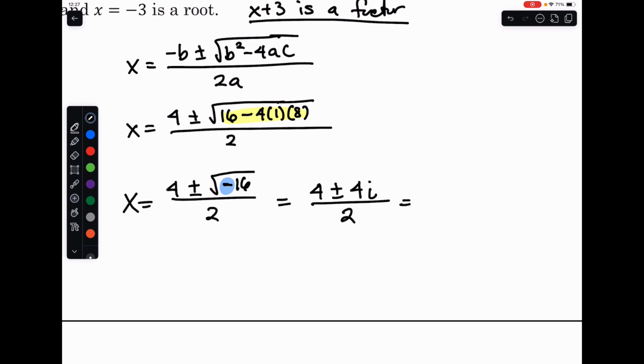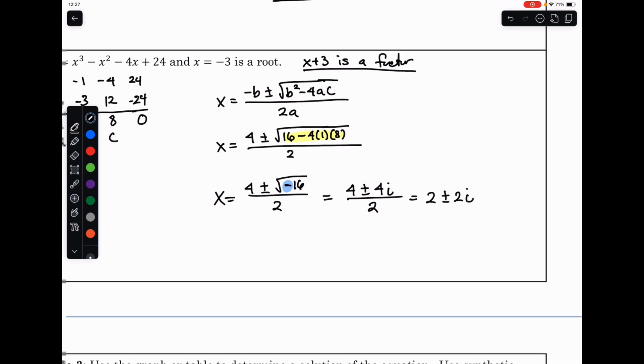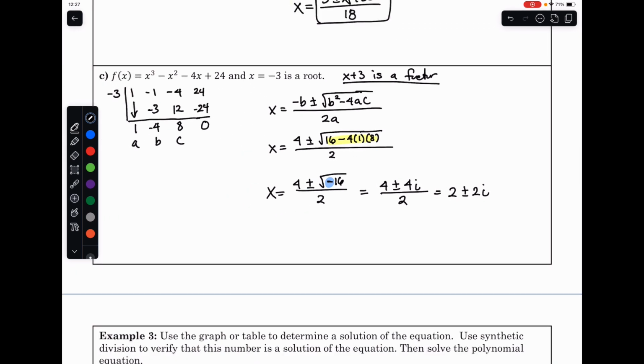Now, since this term and this term do have a common factor of 2, I can reduce this fraction by dividing both of these values by 2. So we end up with 2 plus or minus 2i. And those are going to be the two remaining roots to this polynomial function, okay?